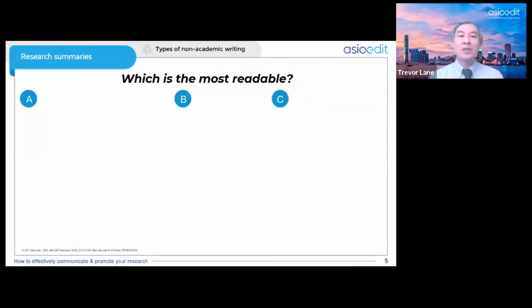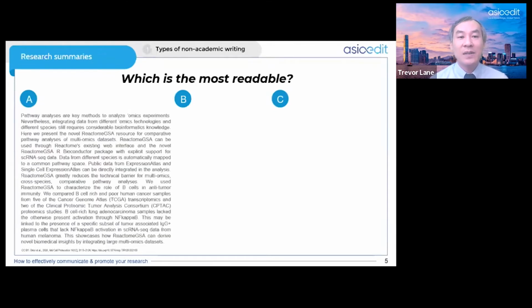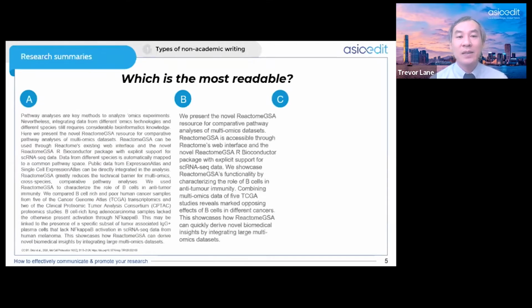So let's start off by testing your typing. If you can type into the chat box and let me know which of these research summaries you think is the most readable. So A, B, and C, type in the chat box, and if you can, also type in your reason why you think so. So A, this one, B, this one, and C, this one.